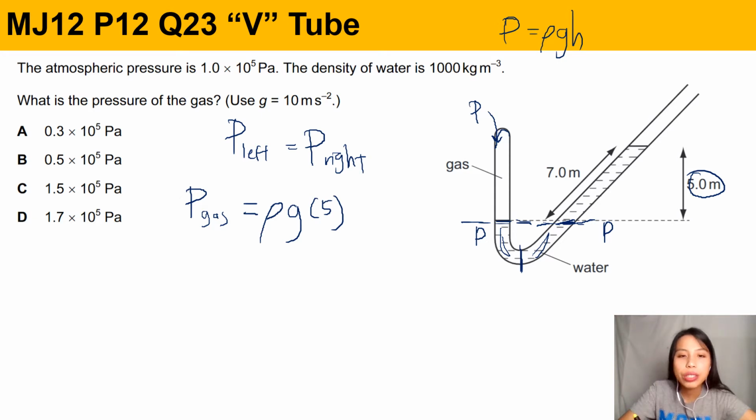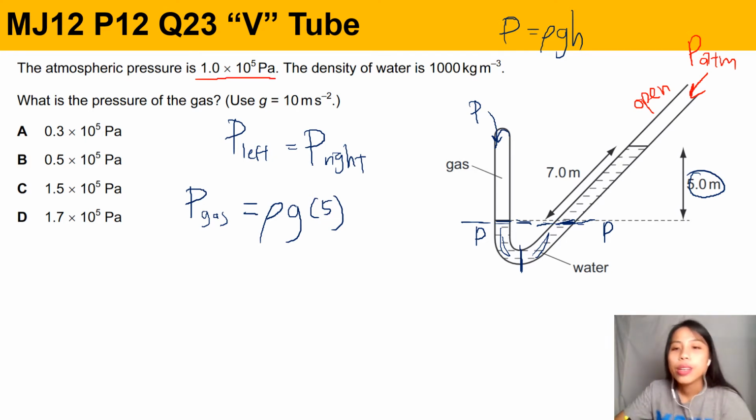Okay, any other pressure to add? Don't forget, this is an open tube, which means there is also the entire atmospheric pressure pressing down on it. And they give it to us too. See here, atmospheric pressure. Okay, so for open tubes, we need to take that into consideration as well, because the air has some pressure pressing down. So we need to add what other pressure? Atmospheric pressure. So I'll just write here P atm.